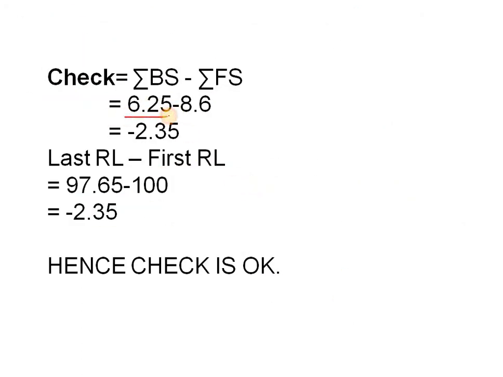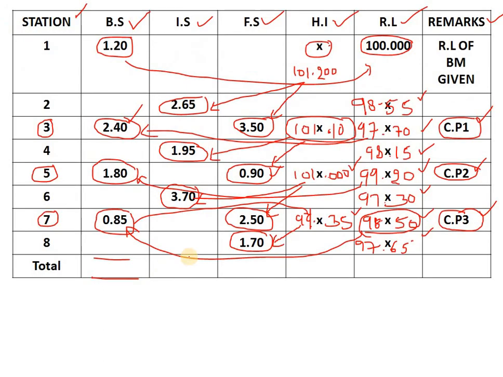So this is 6.25. Write it here, 6.25. We have to calculate the total of backsight and foresight. Now let us calculate the total of FS. Again addition: 3.5 plus 0.9 plus 2.5 plus 1.7. We will get 8.6. 8.60 is the answer.